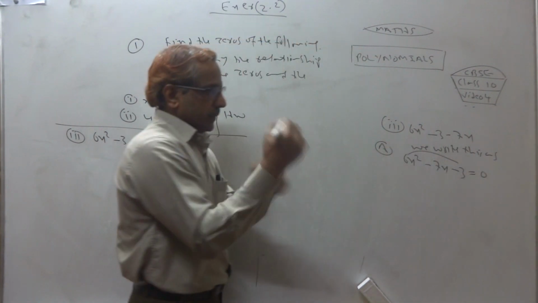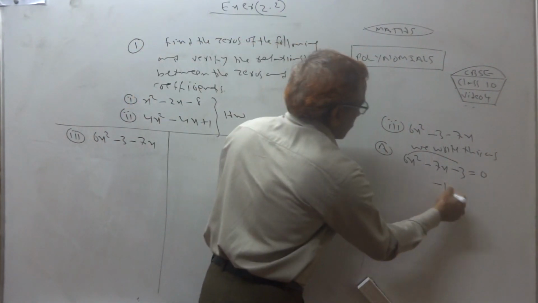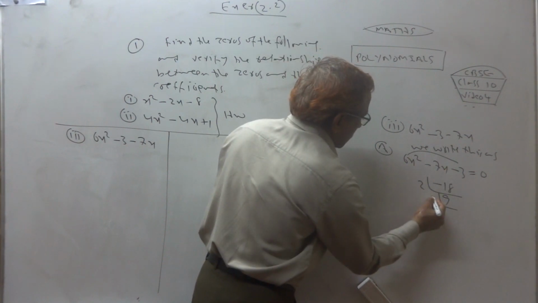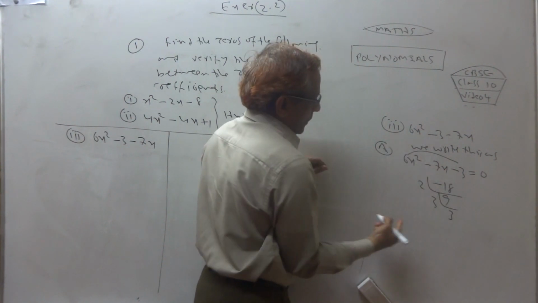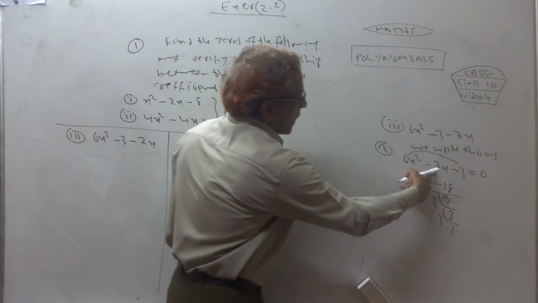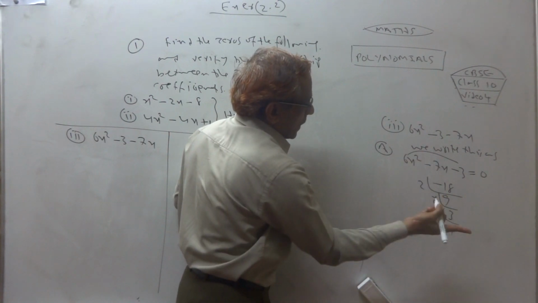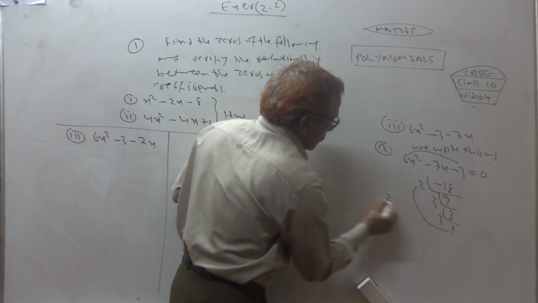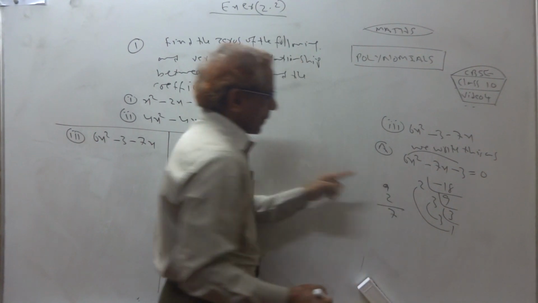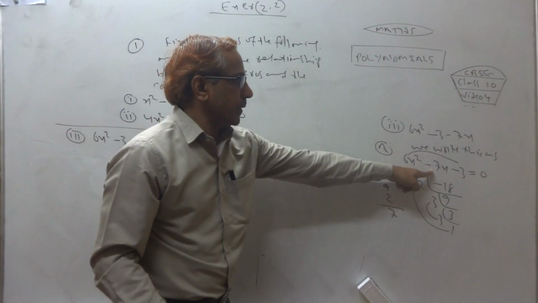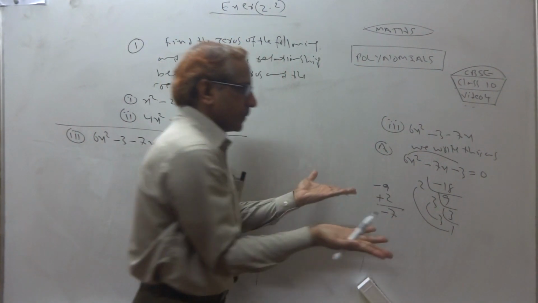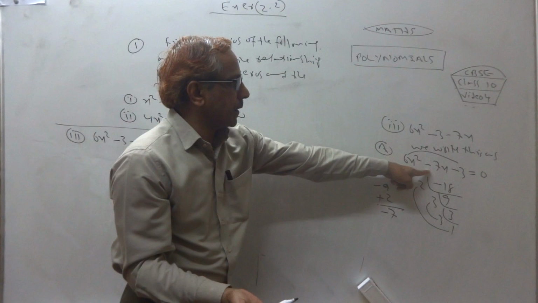Now factors, finding zeros. 3 6s are 18, 2 9s are 18, 3 3s are 9, 3 1s are 3. So I have to get the center number 7. If I subtract, 2 1s are 2, 3 3s are 9. See, 9 minus 2 is 7. The center is minus, so bigger number minus small number, plus. Minus 9 plus 2, minus 7.